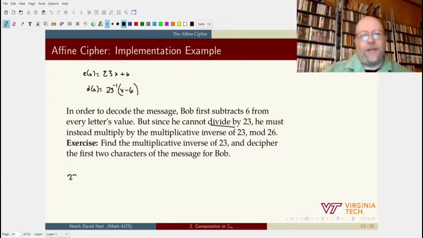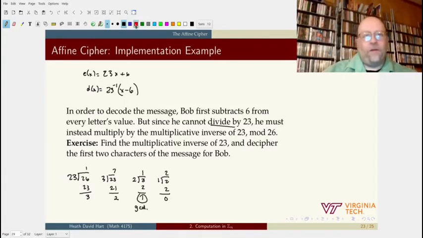So if you've been paying attention, you know what the inverse of 23 is, because we did this problem in reverse a moment ago. But 23 goes into 26 once. 3 goes into 23 7 times, with 2 left over. 2 goes into 3 once, with 1 left over, and 1 goes into 2 twice, with 0 left over. That's the GCD. And so then we begin the extended part of the algorithm.